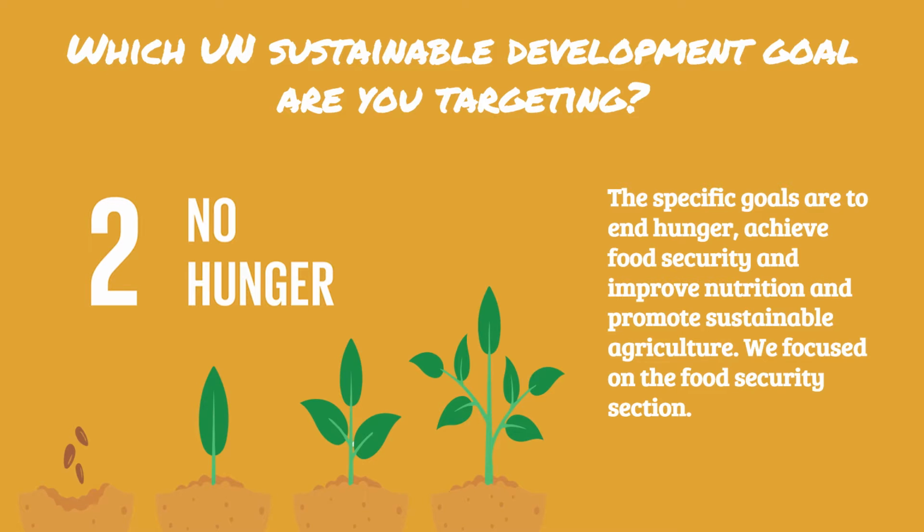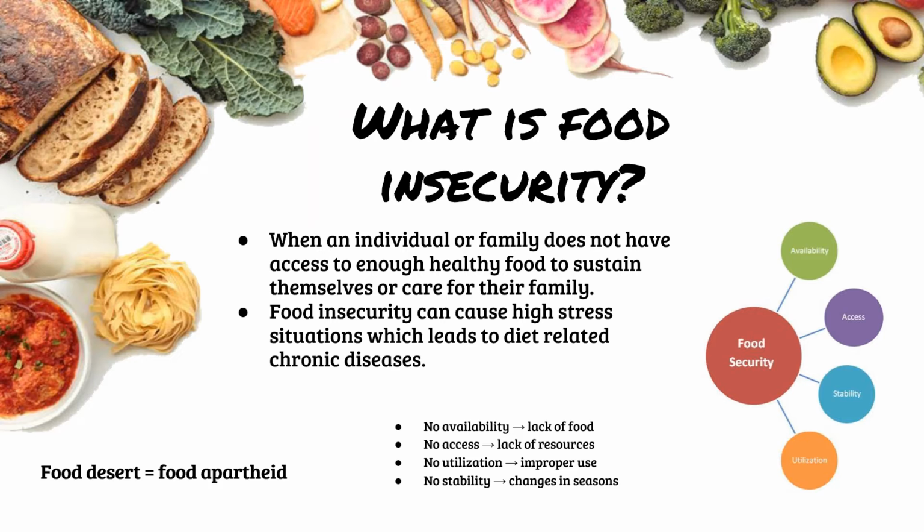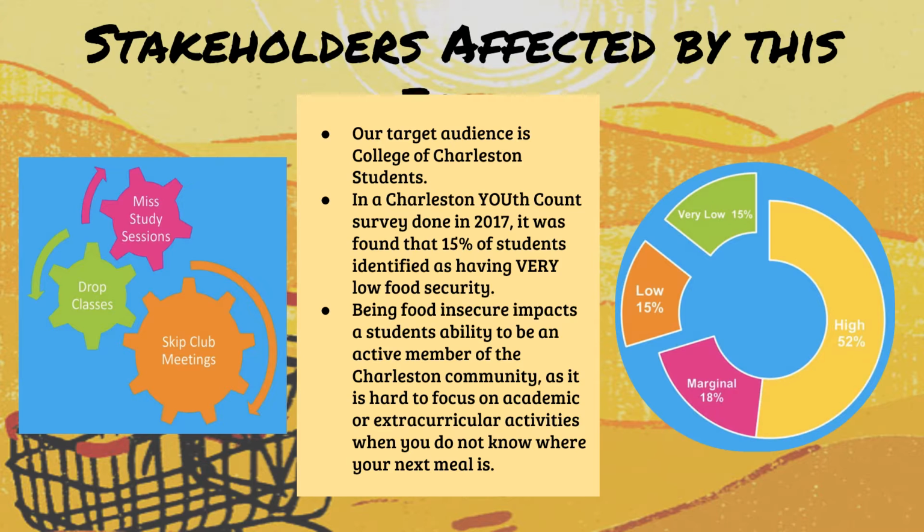We are tackling UN Sustainable Development Goal number 2, which is no hunger. We focused on food insecurity, which is when an individual or family does not have access to healthy food. There are 4 parts of this: availability, access, utilization, and stability. We wanted to bring this wicked problem closer to home, so we decided to focus on College of Charleston students, where roughly 15% of students identify as very food insecure.